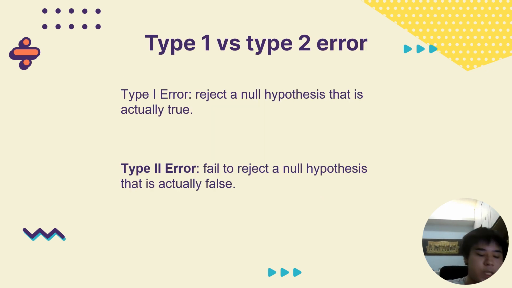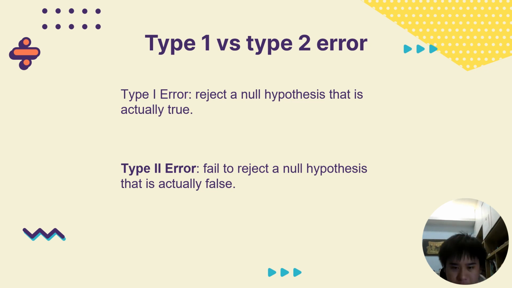Moving on, the most important concept of this unit is type 1 error versus type 2 error. To be simple, type 1 error is to reject a null hypothesis that's actually true. Type 2 error is to fail to reject a null hypothesis that's actually false. Let's start with type 1 error, also known as a false positive. A type 1 error occurs when you reject a null hypothesis that is actually true. In other words, it's when you conclude that there is a significant effect or difference when there isn't one in reality. The probability of committing a type 1 error is denoted by alpha, which is typically set at 0.05.